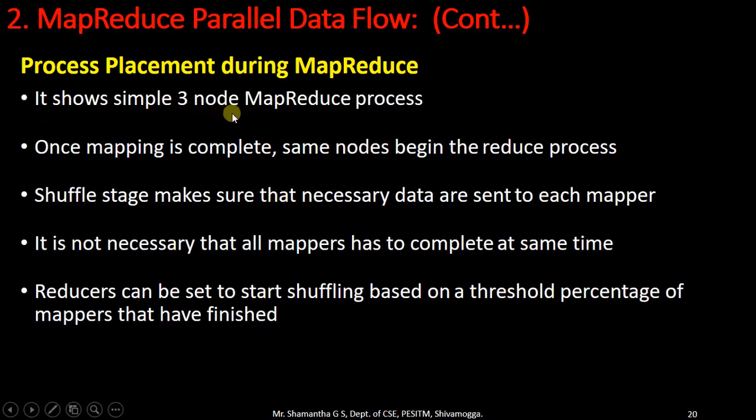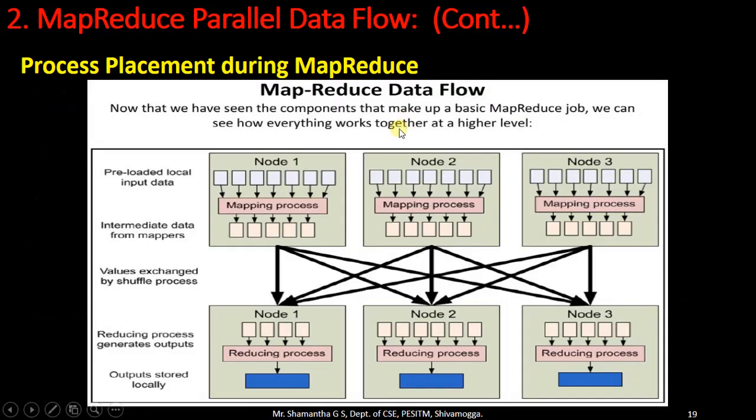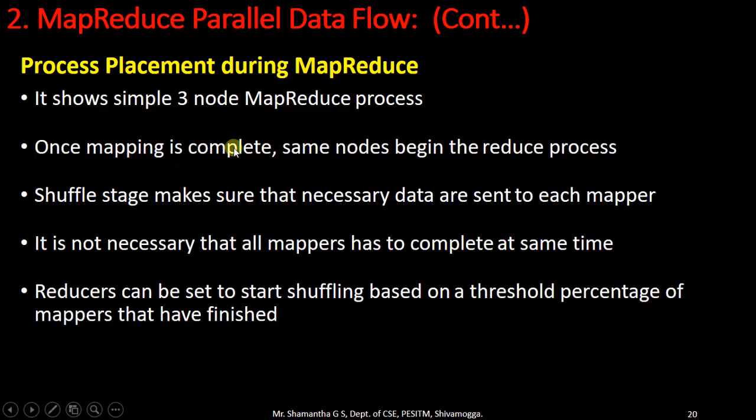It shows a simple 3-node MapReduce process, meaning that 3 nodes are taken into our example. Once the mapping is complete, the same nodes begin the reduce process. The shuffle stage makes sure that necessary data is sent to each reducer. It's not necessary that all the mappers complete at the same time. Reducers can be set to start shuffling based on a threshold percentage of mappers that have finished.